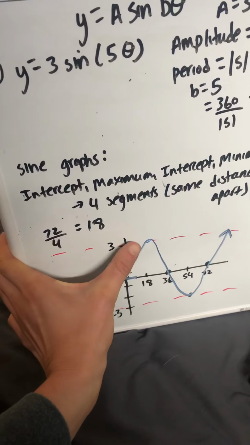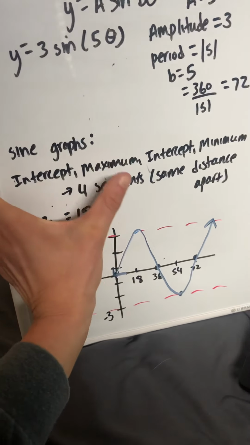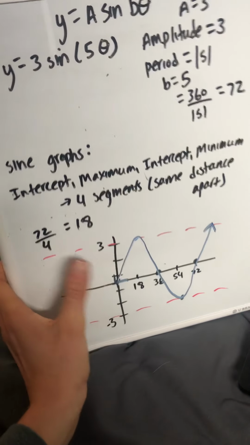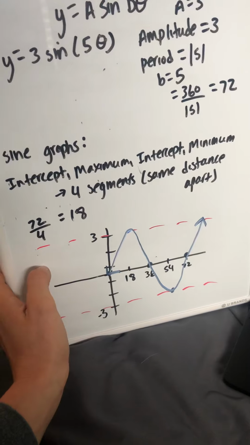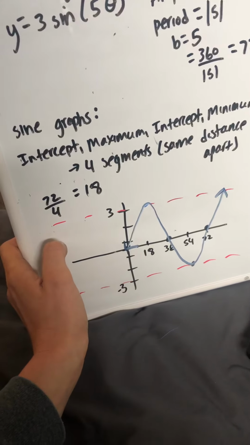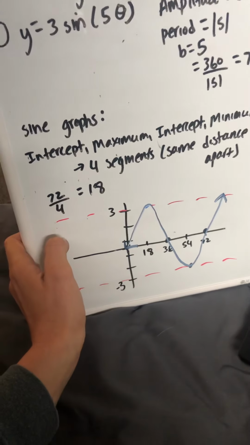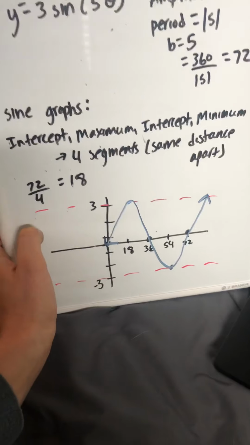So at 18, I go up here and draw my point. Then next, I have my intercept, and so I go down to 36. After that, you have a minimum, so you go down to 54. And then you can go back up to your intercept, which would be 72. So you can keep that pattern going, and it will be the same. You can just extend your graph.